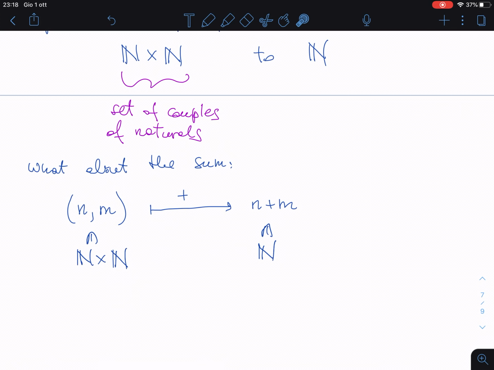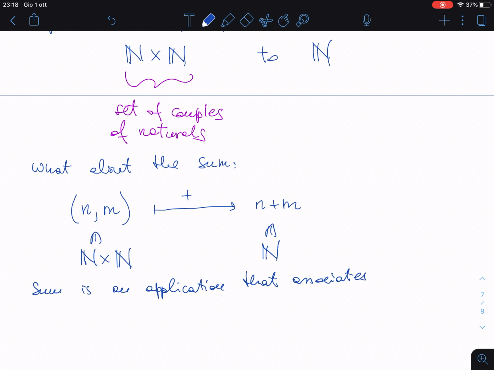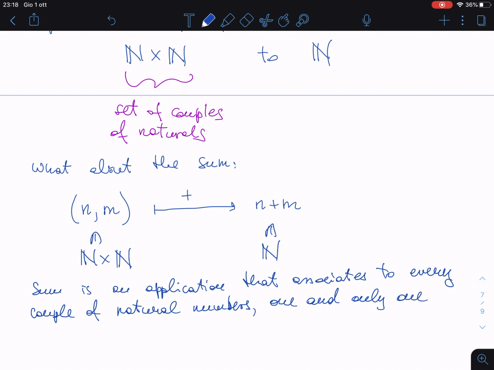So I write it here down. Sum is an application that associates to every couple of natural numbers one and only one natural number.